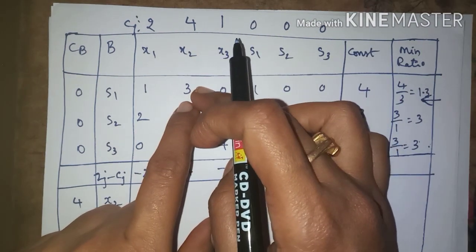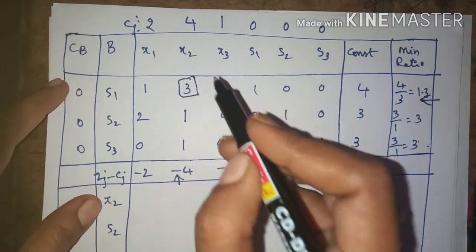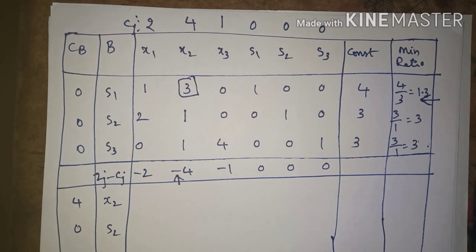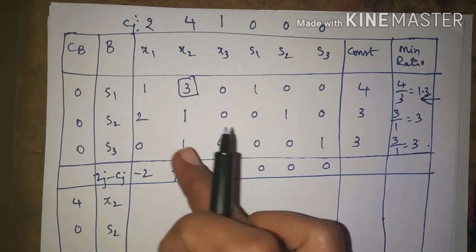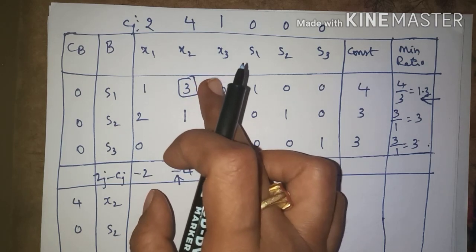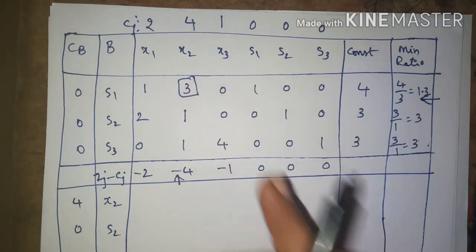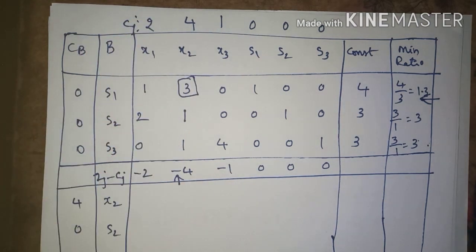If you come to these two values like this, the coinciding value is 3. Put one circle around the 3. 3 is called the pivot element. What we have to do with the 3? We have to convert the 3 into 1 and the elements below it into zeros. This 3 is called the pivot element. Convert the 3 into 1 and these two elements below into zeros.